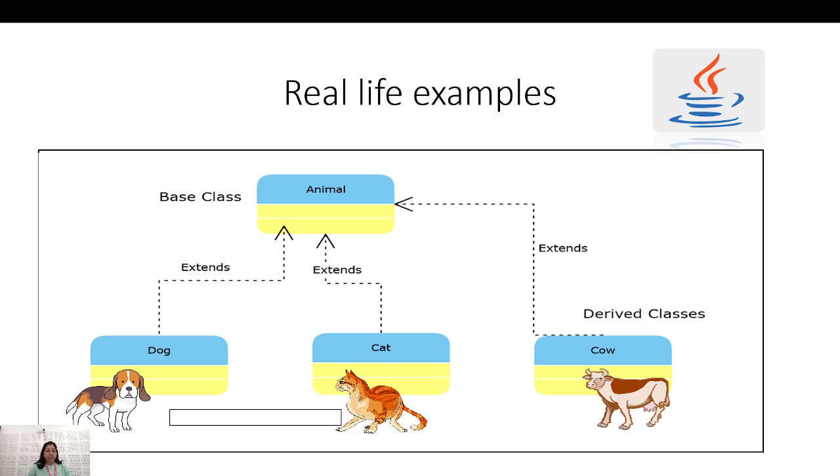For a real life example, if we take animal, animal will be a base class, whose properties are extended by the different animals, that is dog, cat and cow. In this case the animal is a parent class and dog, cat and cow are derived classes or subclasses, or we can say they are the child classes. So the dog, cat and cow can get the properties of the animal and they can reuse it.